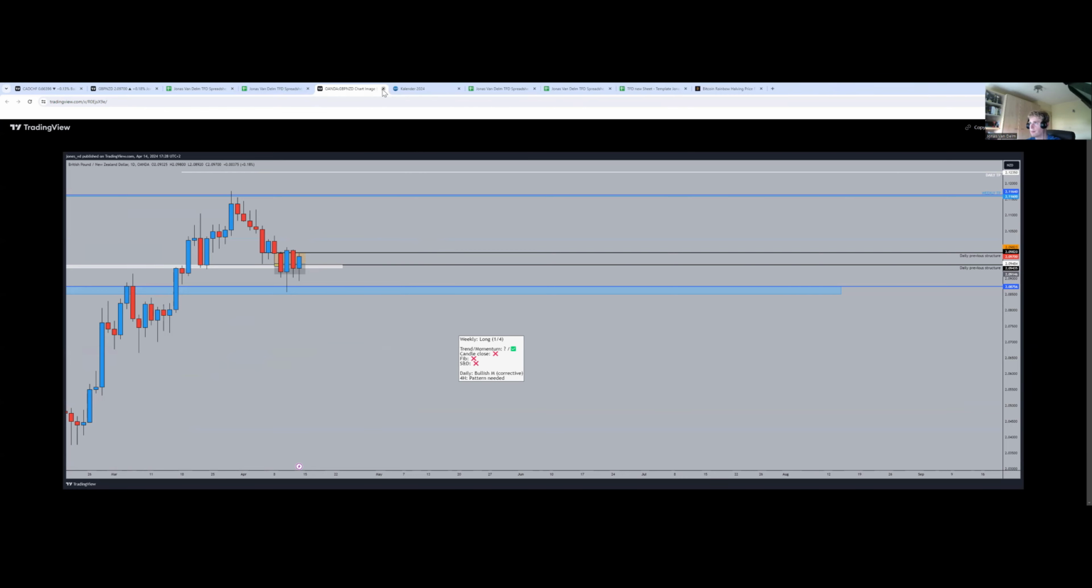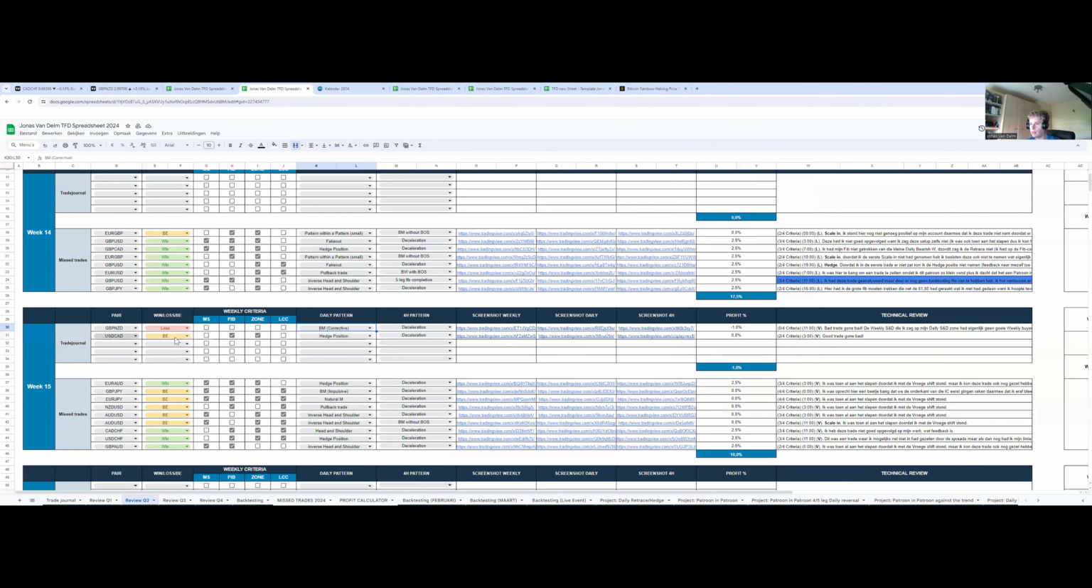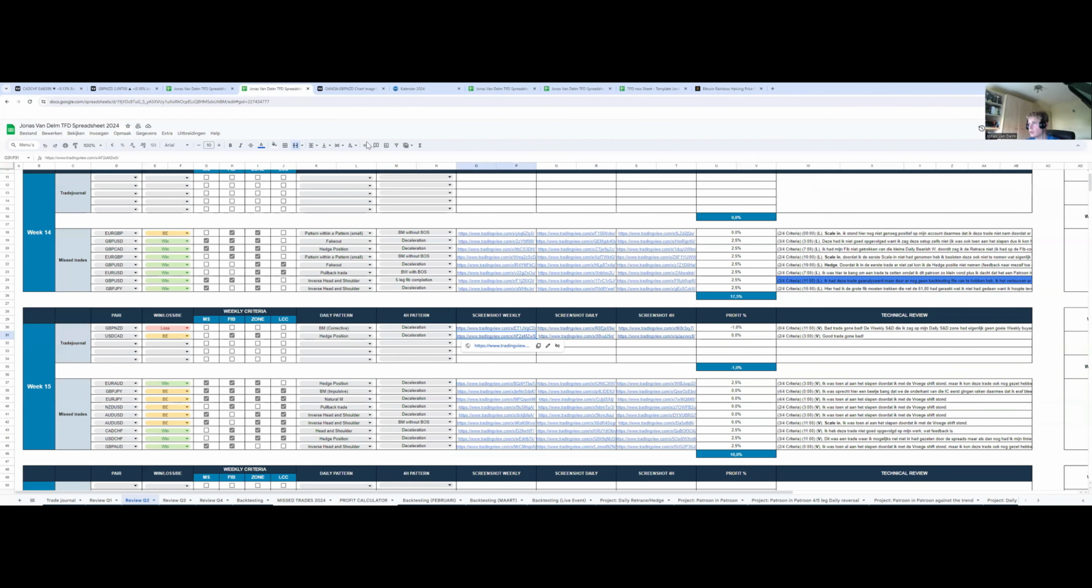So yeah. Then the next one, USDCAD, was a break even. This was actually a retrace or a hedge position. This was the deceleration on the 4 hours. So actually this was a good trade that gone bad, just a break even.